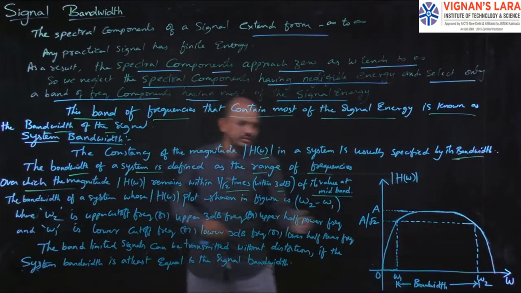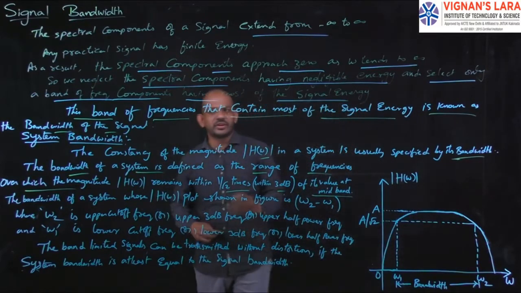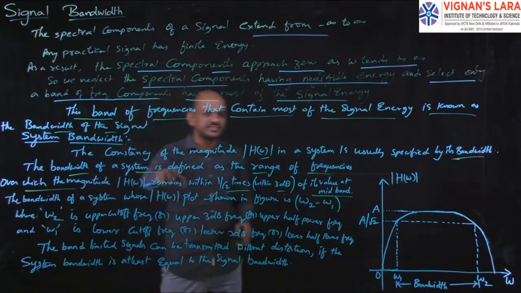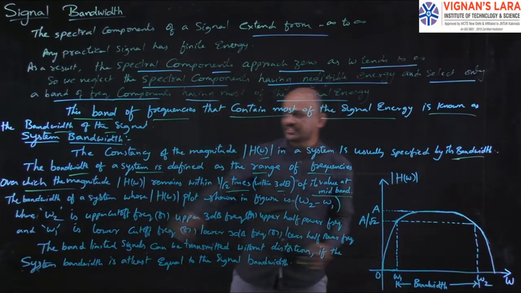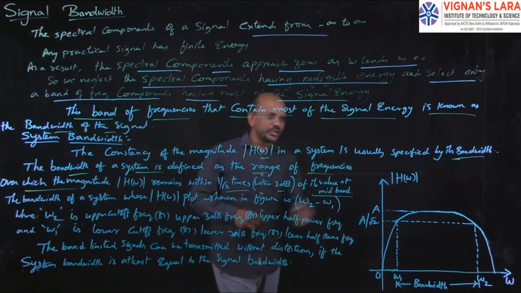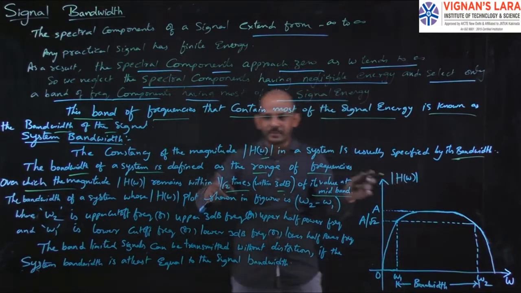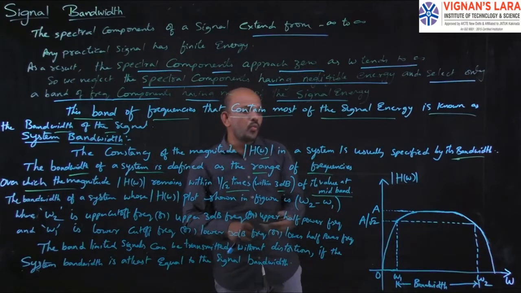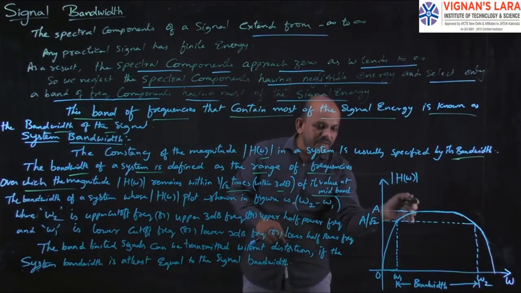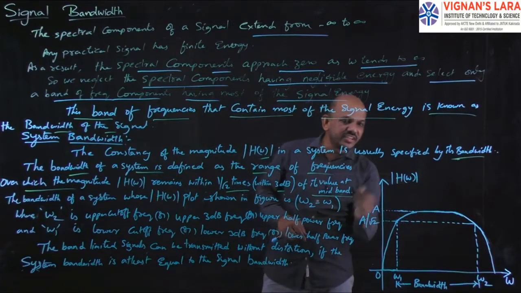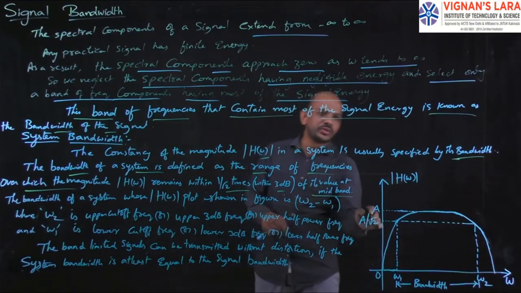So the bandwidth, how can I get the bandwidth? The bandwidth of a system is defined as the range of frequencies over which the magnitude, mod of H of omega, the magnitude of the transfer function, remains within 1 by root 2 times of the midband value. Here the midband value is A, so 1 by root 2 into A.